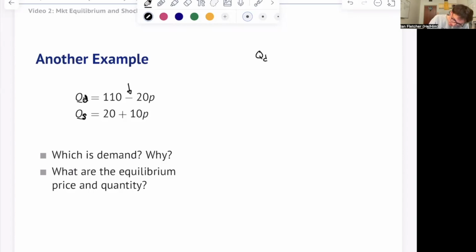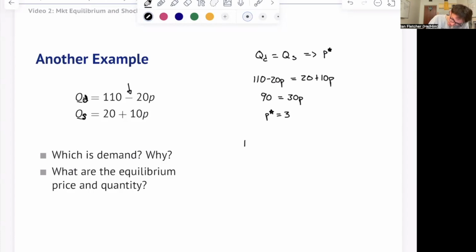So let's set QD equal to QS. And this is going to give P star. Right, so we're going to get 110 minus 20p should equal 20 plus 10p. So we're going to get 90 should equal 30p, and p star should equal 3.